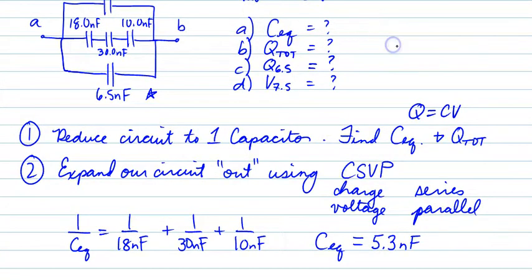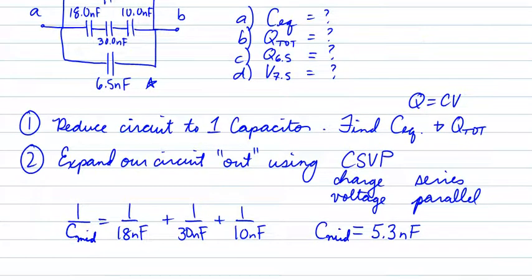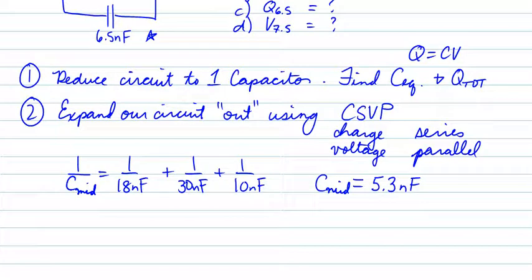I should say that this is the capacitance for the middle loop, or the middle portion of the circuit. Sorry about that. So we still need to do one other thing.